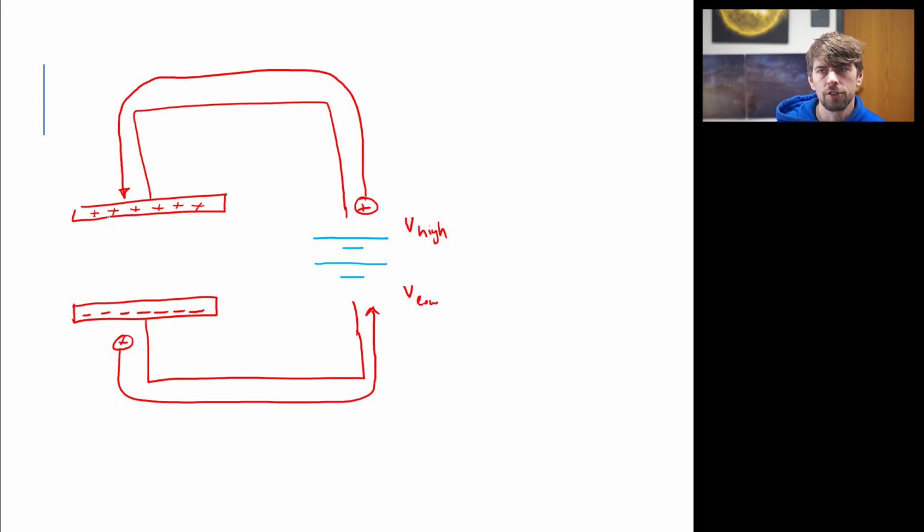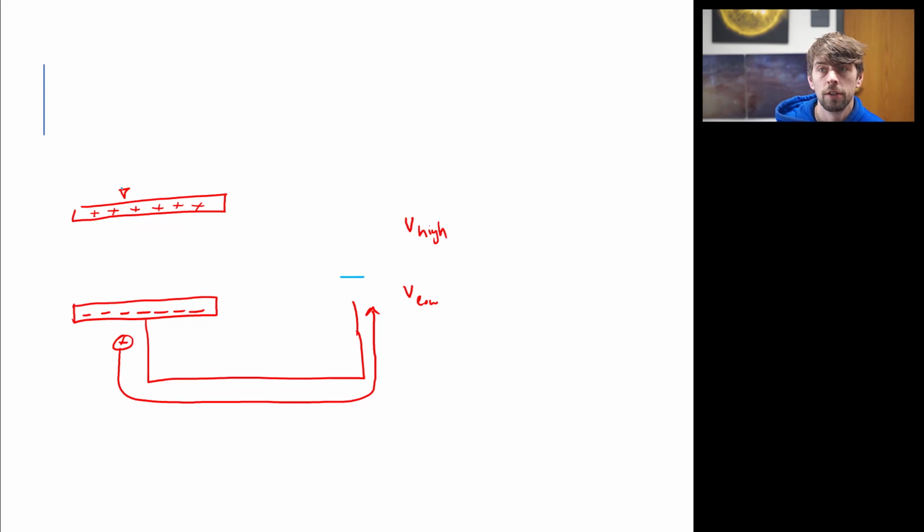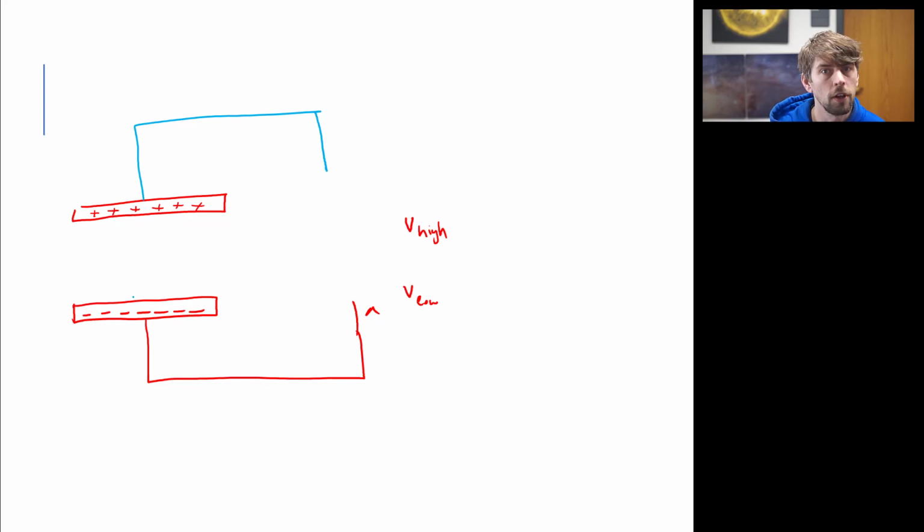Well, the question is, what happens? Let's say now I disconnect the battery. I remove the battery from the circuit, so there is no way for these positive charges to actually get back to combine with the negative charges, for lack of a better word.